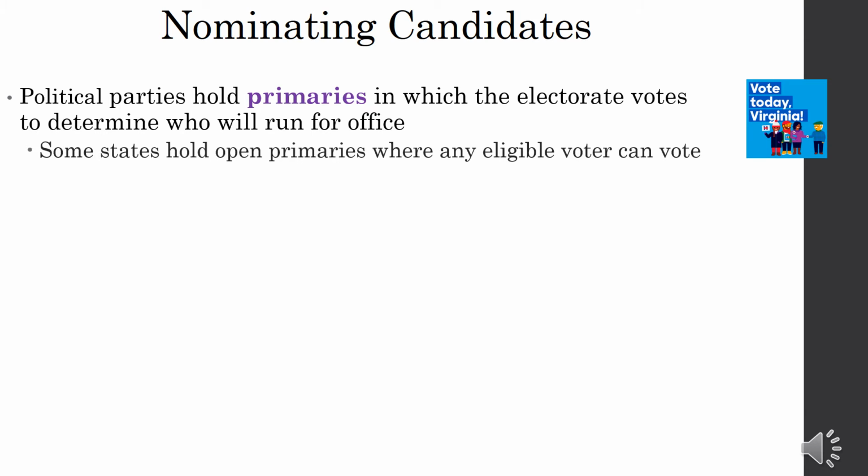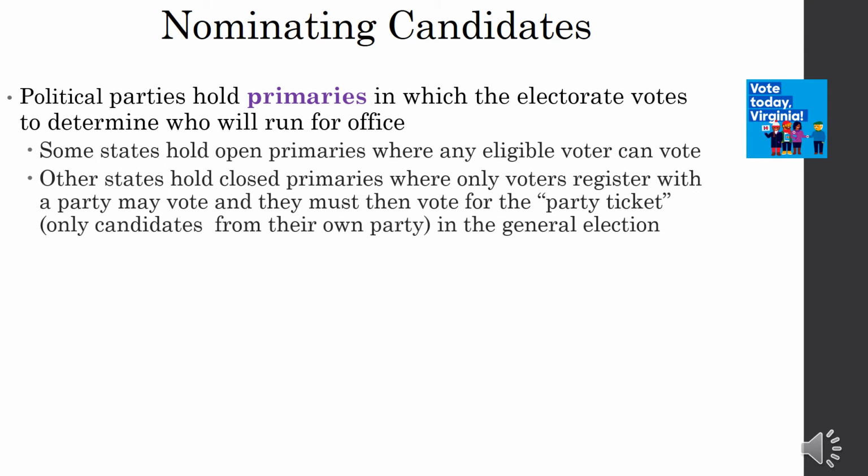Vote today, Virginia. As a Virginia voter, I can walk into a primary. I have to select either the Republican or the Democratic primary, and I have a right to vote in that primary. I do not have to be a member of the political party in the primary that I am voting for. Other states hold closed primaries, where only voters registered with a party may vote, and then they must vote for the party ticket. Only candidates from their own party when they vote in the general election.